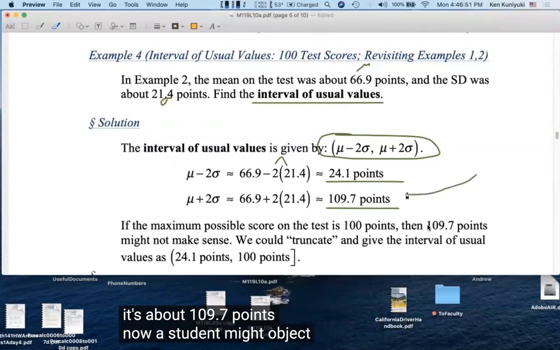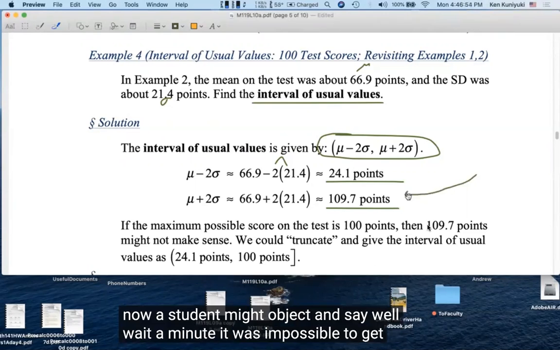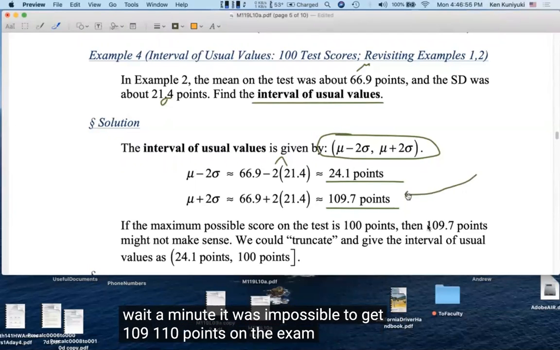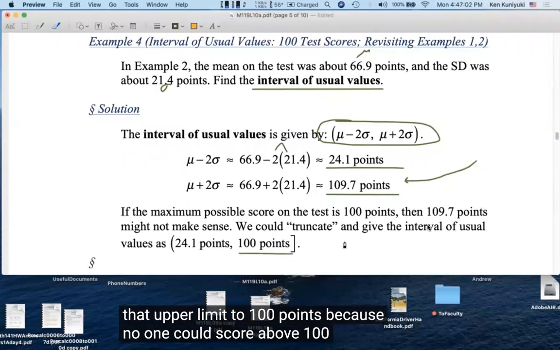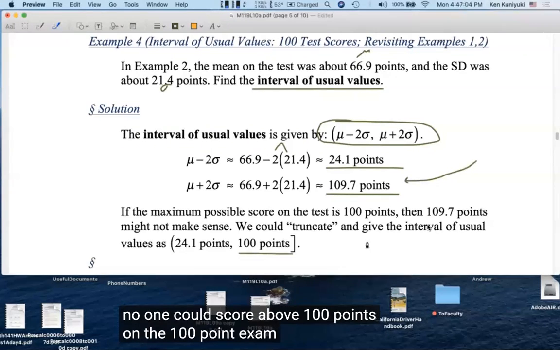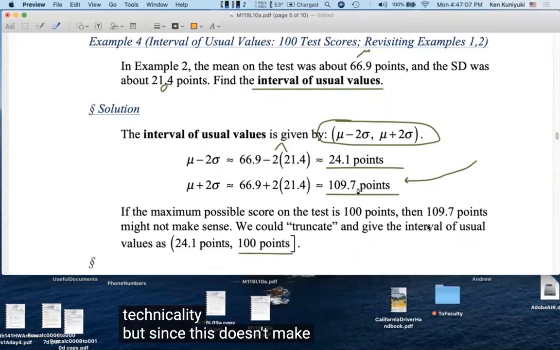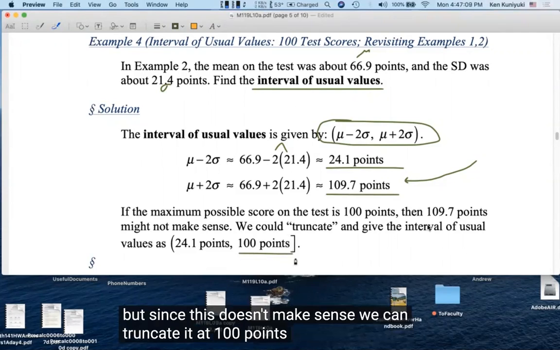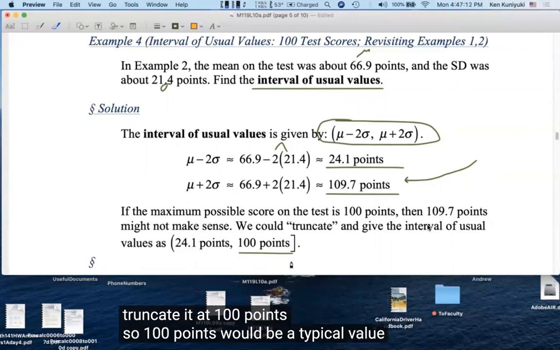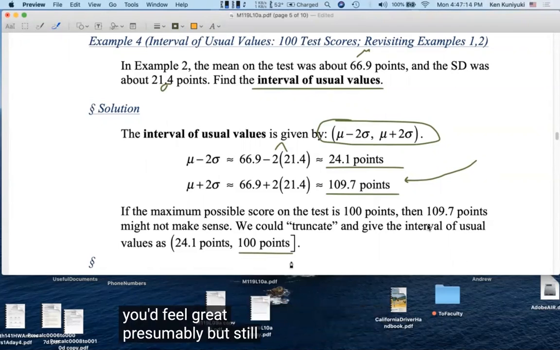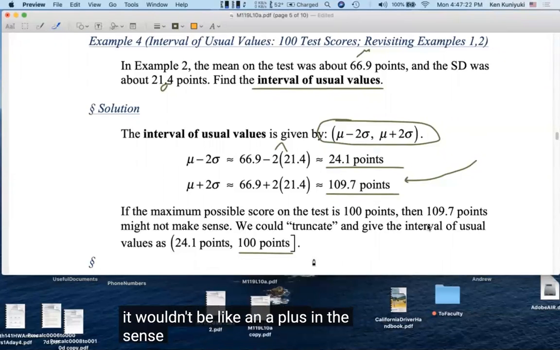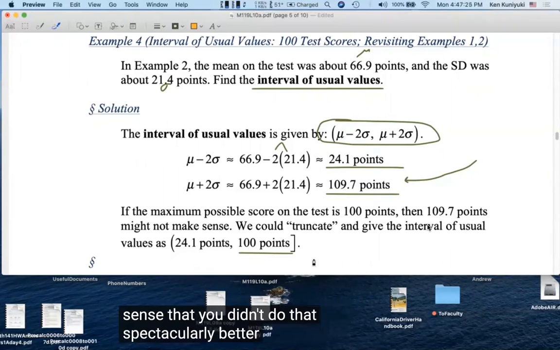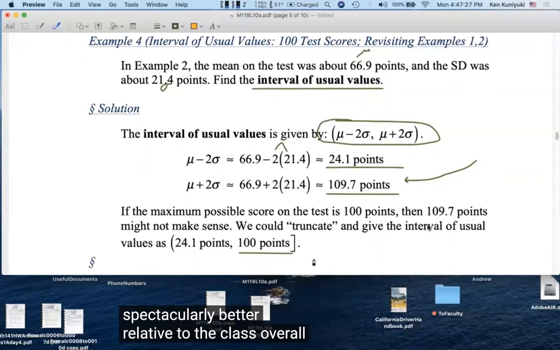Now, a student might object and say, well, wait a minute, it was impossible to get 109 or 110 points on the exam. So it would make sense to truncate that upper limit to 100 points because no one could score above 100 points on the 100-point exam. That's a technicality, but since this doesn't make sense, we can truncate it at 100 points. So 100 points would be a typical value. You'd feel great, presumably, but still it would be a typical or usual value. It wouldn't be that awesome, sorry, relative to the class overall. It would be like an A+ in the sense that you didn't do that spectacularly better relative to the class overall.